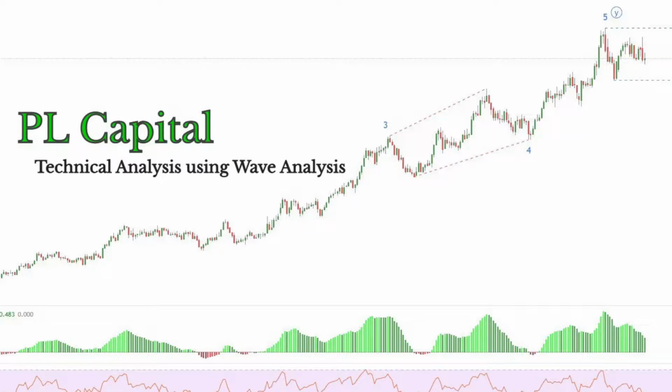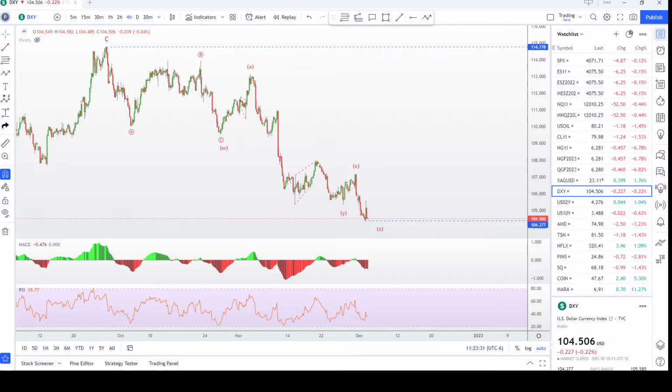So today is Sunday, December 4th. Going to look at the US dollar index, S&P, Nasdaq, and energy sectors of oil and natural gas. So let's get started. This is the US dollar index, DXY. This is the 4-hour chart.